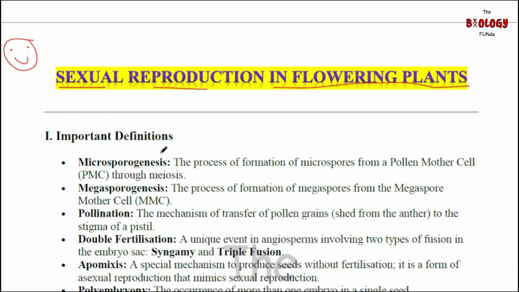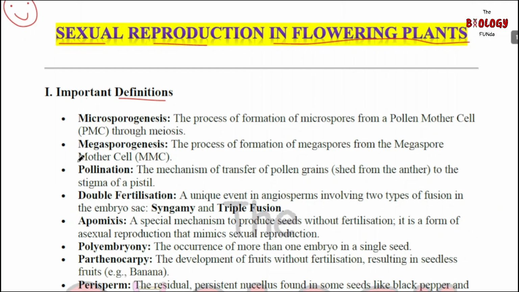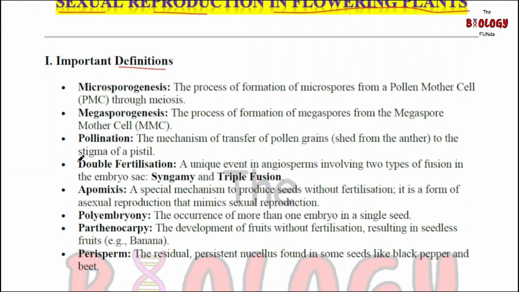First, let us learn about the definitions. There are some definitions mentioned in the NCERT textbook. Some of them are mentioned above. These are very important. First is microsporogenesis. Now, what is microsporogenesis? Micro means the word comes from microspores. Genesis means synthesis. So, it's the formation of microspores from a pollen mother cell through meiosis.